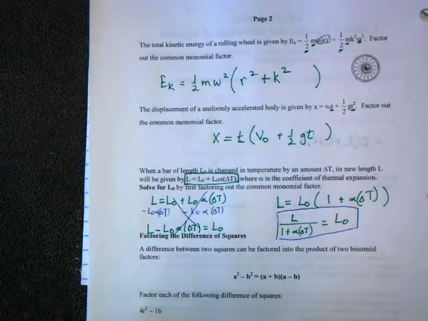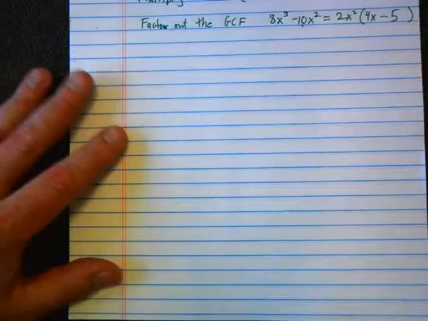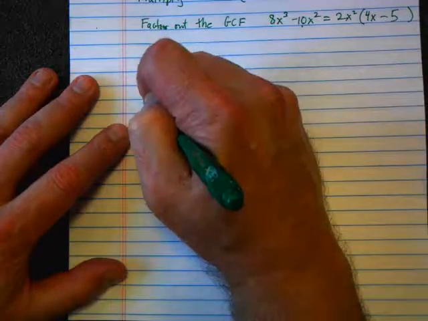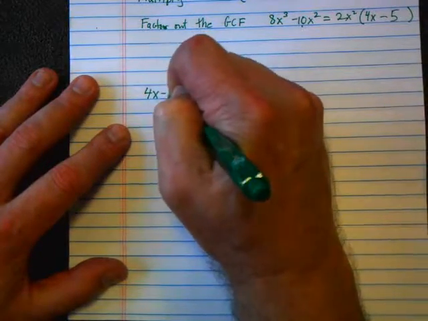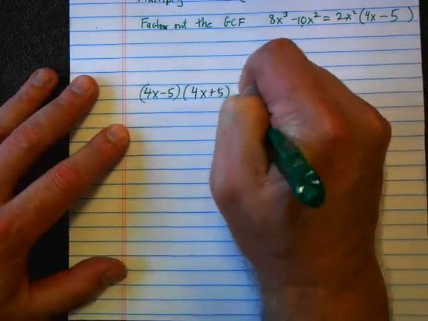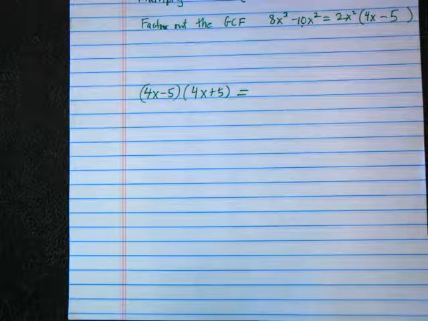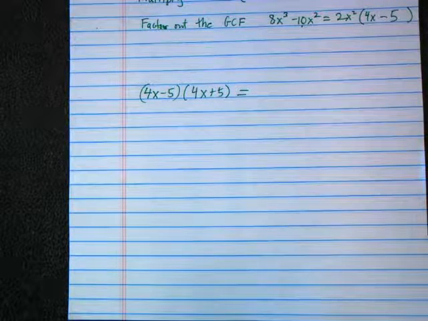Alright, and the other thing we have in here is called difference of squares. We saw this the other day. The other day we noticed if we took something like 4x minus 5 and 4x plus 5, and we multiplied those together, something interesting happened. What was interesting to me anyway. What was the interesting thing that happened?